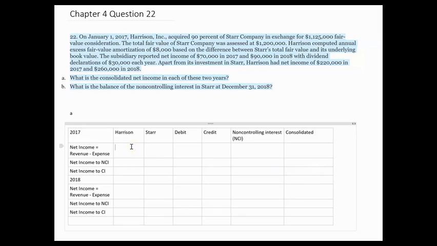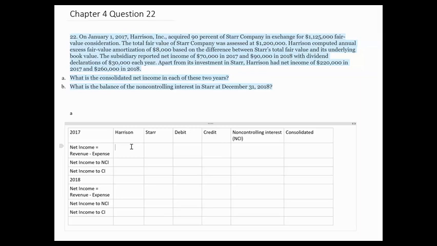I'm going to use these tables to show you how we get the consolidated net income in each of these 2 years, and also how we can allocate the income to the controlling interest and non-controlling interest. Because Harrison obtained 90% of Star Company, Harrison is the controlling interest investor, while the remaining 10% goes to non-controlling interest. The basic equation is that net income equals revenue minus expense, but here we can just use each company's net income directly.